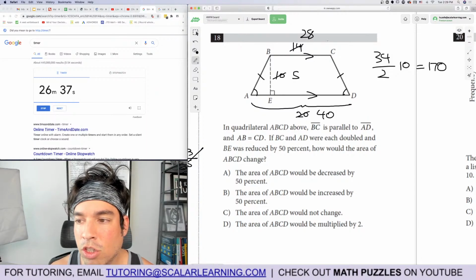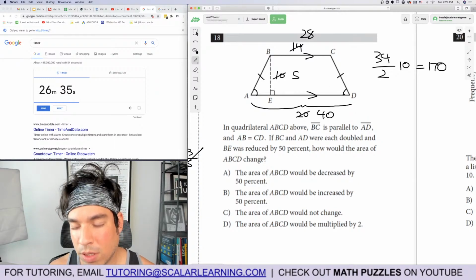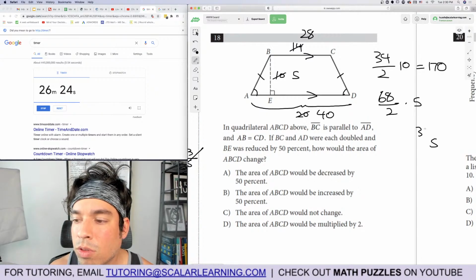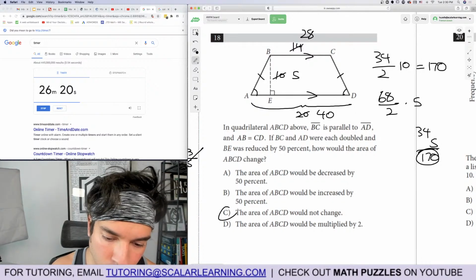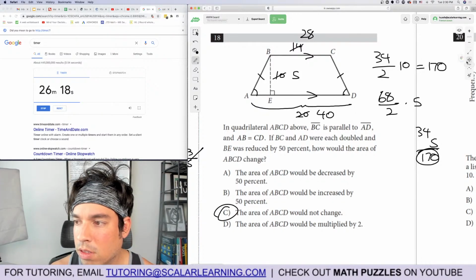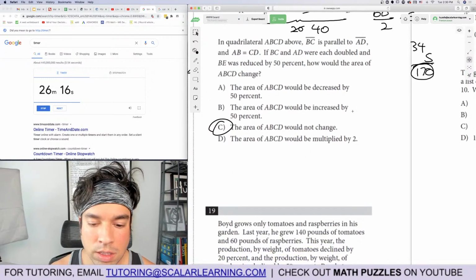How would the area change? So now I do 28 plus 40 is 68. Half of that is, of course, 34, and then it's times 5. So 5 times 34 is 170. So it doesn't change. It would not change. Very nice.